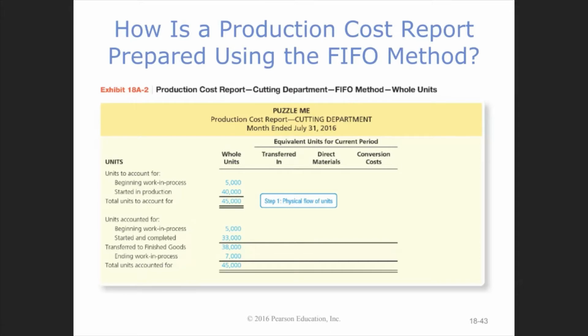So here we've got a production cost report using first in, first out. We've got the units, and this should look familiar because we saw the same setup for the last 3 examples that we talked about. But this is our production cost report. We see our beginning work in process, started in production, total units to account for. This is the exact same type of report that we looked at earlier. So we're going to go ahead and go to the next screen.